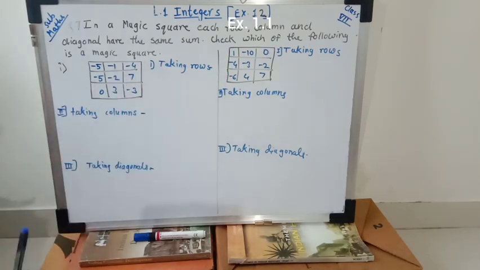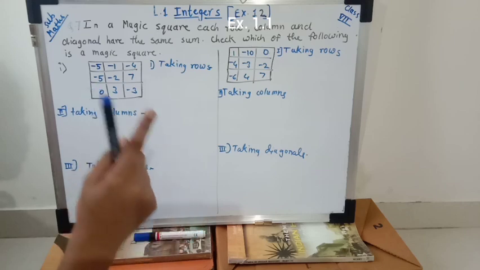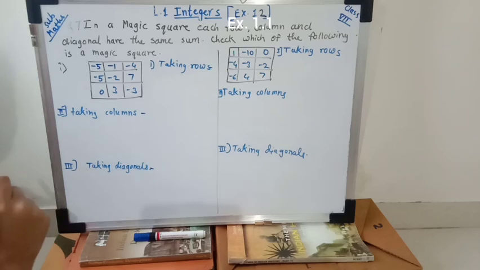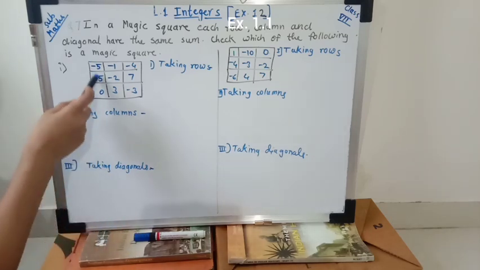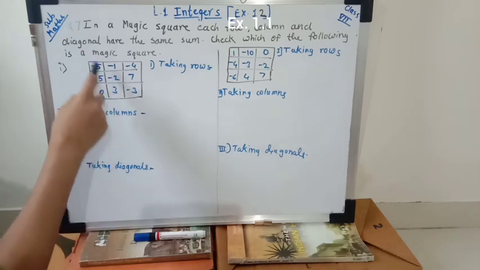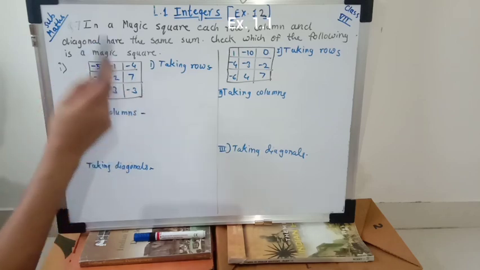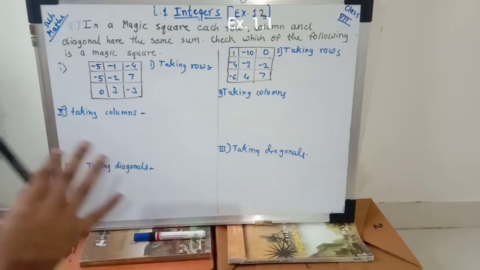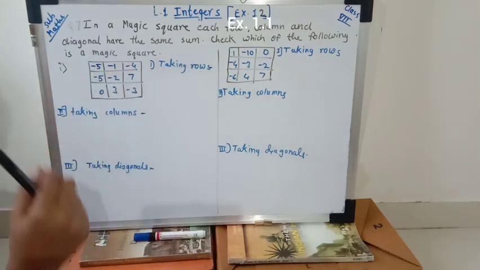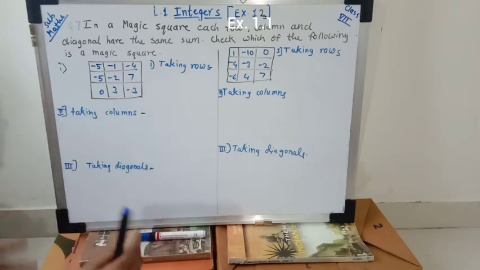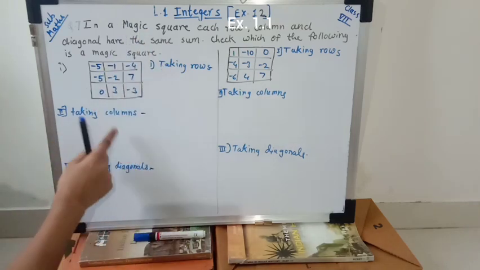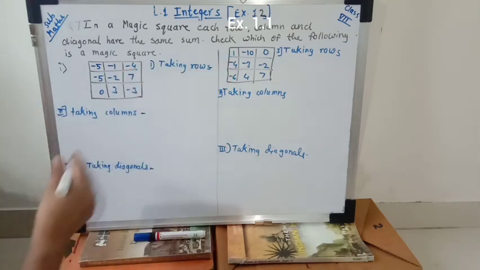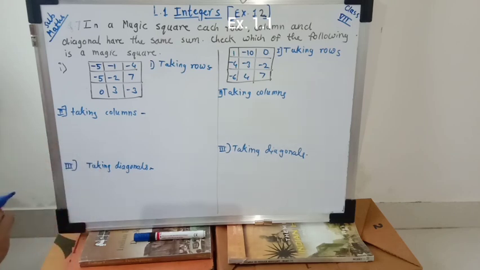We have to find out which one is the magic square whose rows, columns and diagonals have the same sum. Means if you add the rows, columns and the diagonals, we will get the same value. So we have to find out which one that is. To find that out, we have to do the addition of rows, columns and diagonals of both the magic squares. Now let's do the addition of rows first.